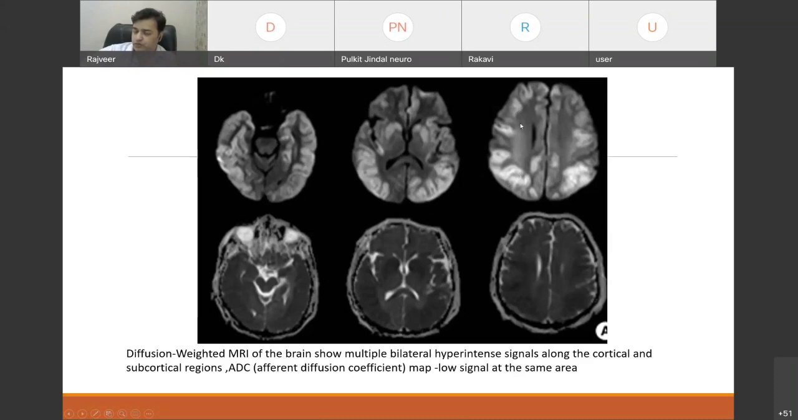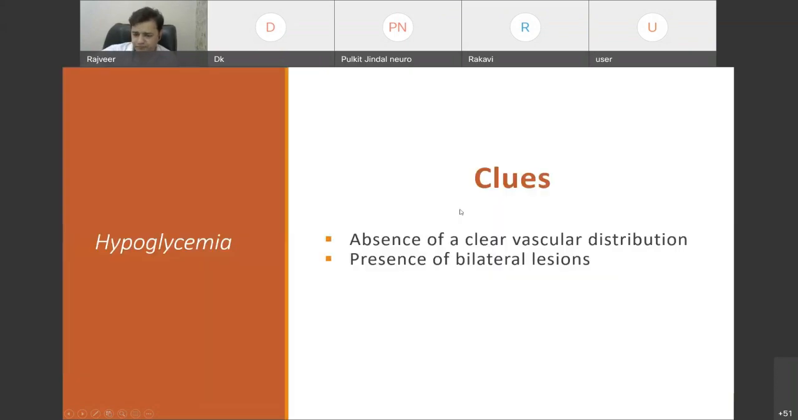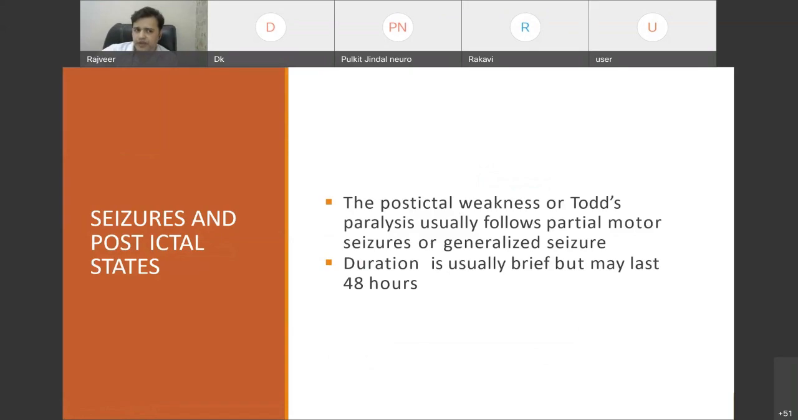So stroke will usually involve one vascular territory. And secondarily, these are bilateral. Strokes usually are not bilateral. So this is a clue. And another differential is seizure and post-ictal state.